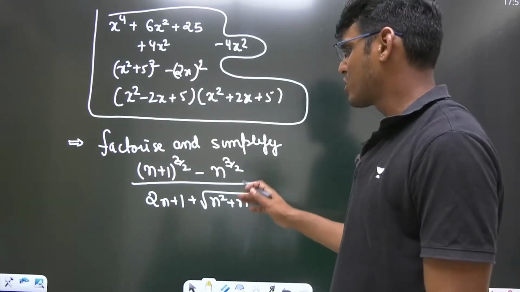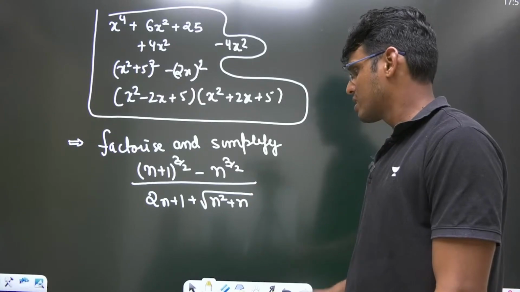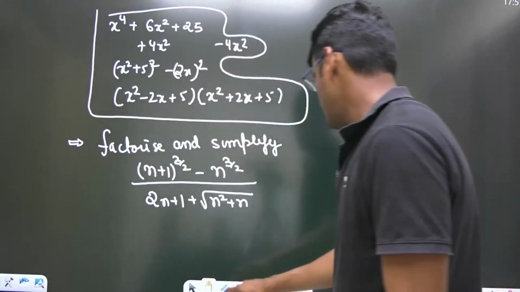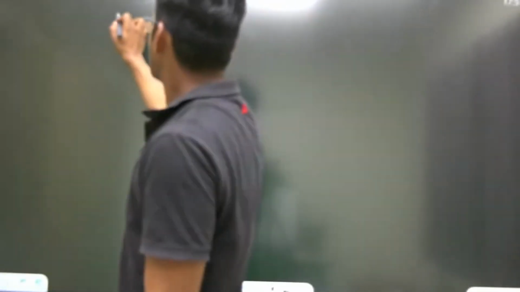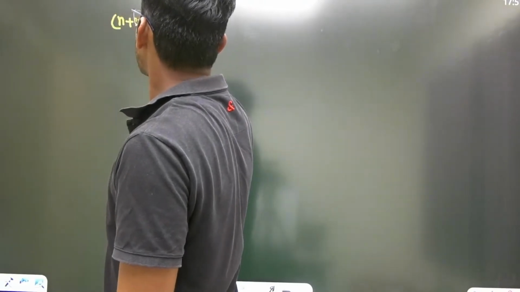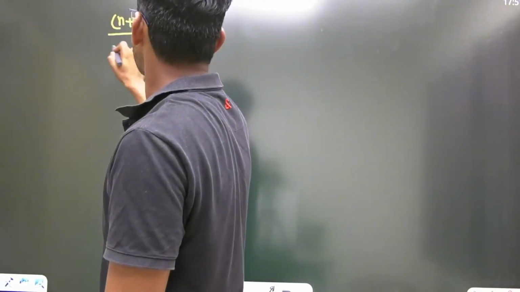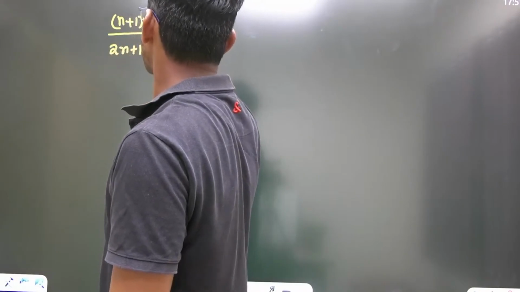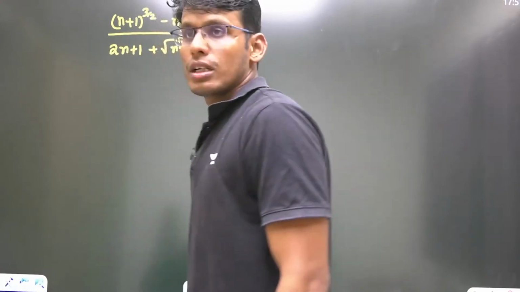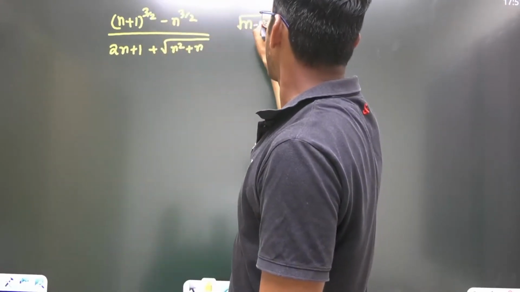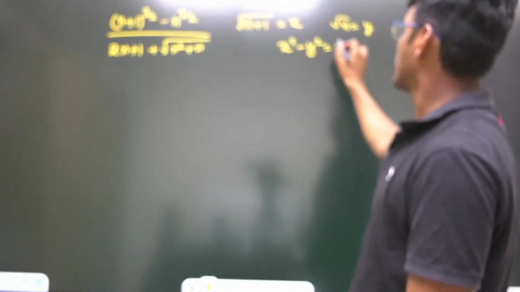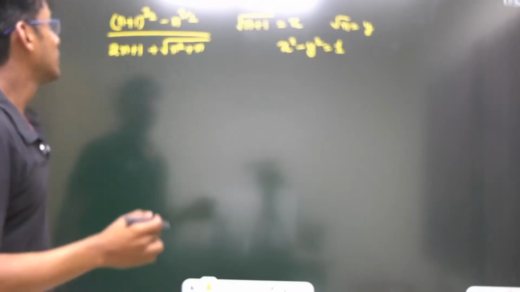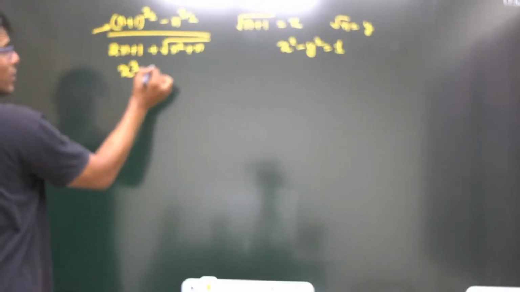Sir, first of all, we do not like these square roots. So what we will do, first of all, we will start on a new page because it can be a bit long. So this is what we have. We have square root of n plus 1. Let me write it as x, and square root of n, let me write it as y. So my x square minus y square is 1. But here we have x cube minus y cube.